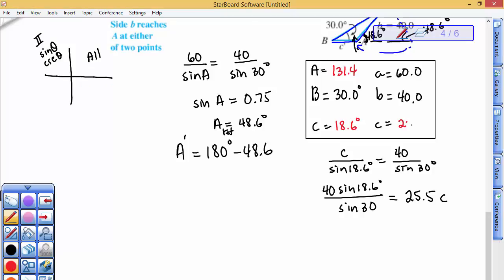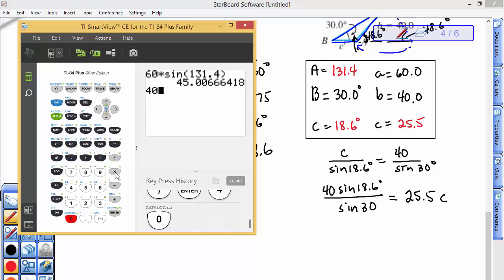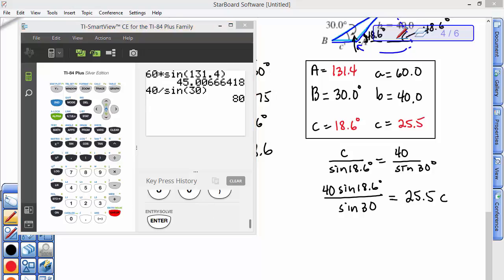And then I just want to check this. So I'm going to go ahead and take the side A divided by the sine of angle A and see if that's equal to side B divided by the sine of angle B. Dang. So what am I typing wrong? Let's see. Wonder if I got side C wrong. If you don't mind, I'm not going to cut that piece out.